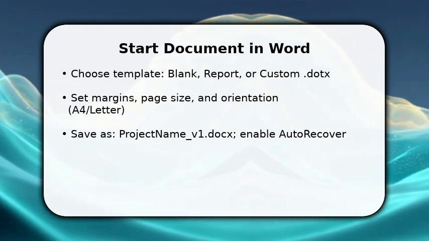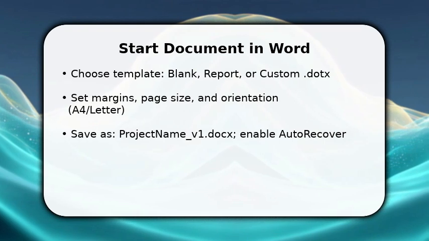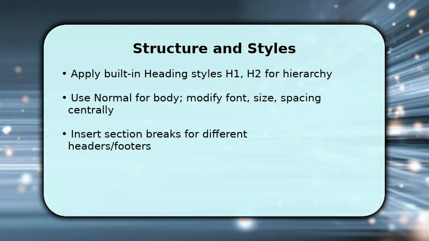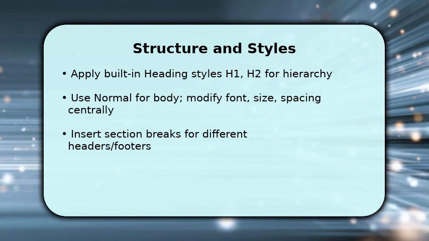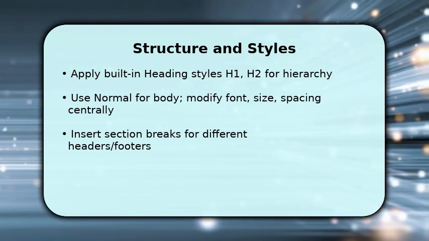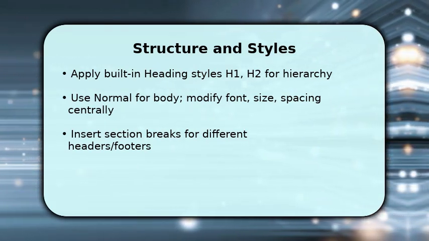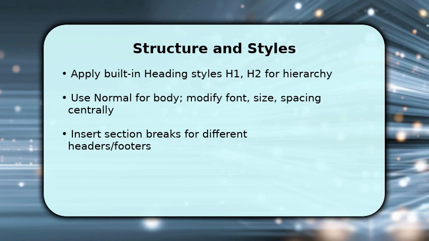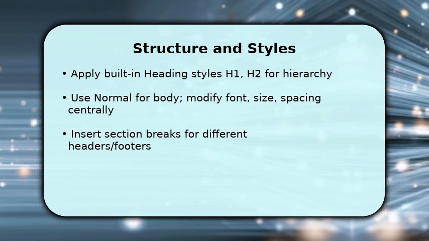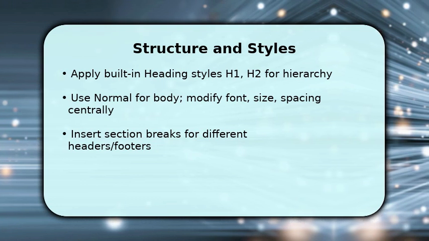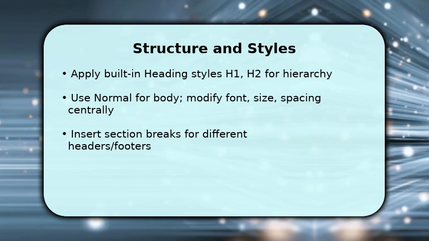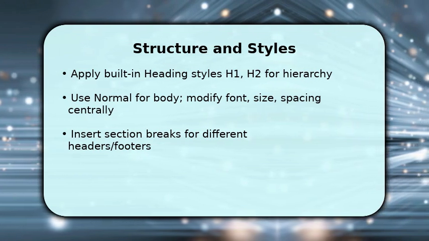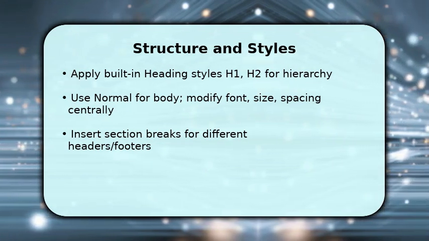you'll apply next. Now focus on structure. Use Heading 1 and Heading 2 styles to build a navigable hierarchy, because Word's navigation pane and table of contents depend on them. Once headings are set, modify the Normal style for body text to control font, size, and paragraph spacing globally rather than editing each paragraph. Insert section breaks when you need different headers, footers, or page numbering. Also consider using numbered lists and multi-level numbering for ordered sections to keep consistency.